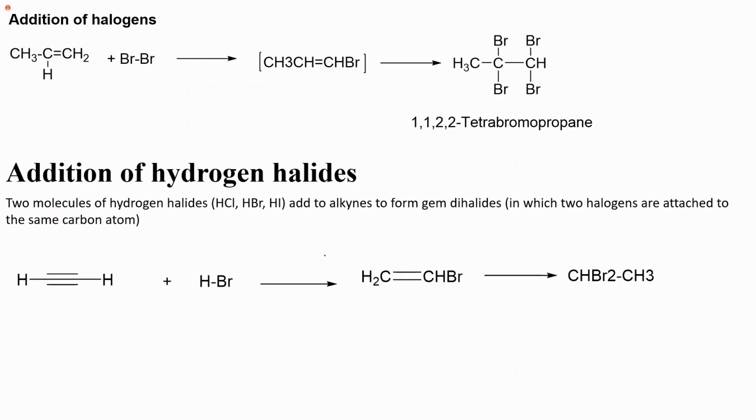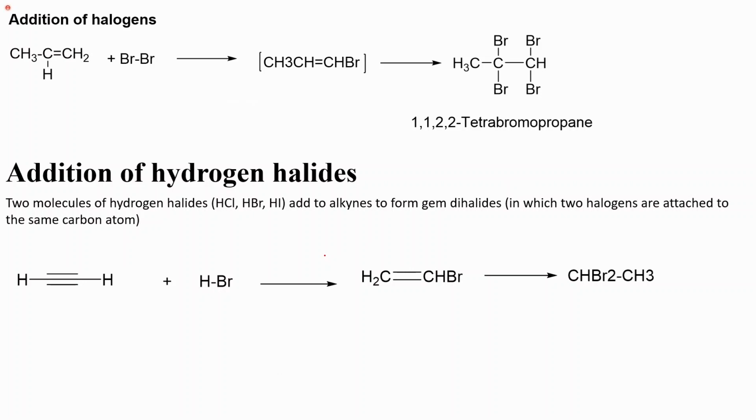Now we'll go to the addition of the halogen molecule. Halogen means we are only discussing the Br2 molecule. We will not discuss Cl2 and I2 molecule or fluorine. Fluorine is not possible because it is uncontrollable. You cannot control the reactivity and the selectivity.